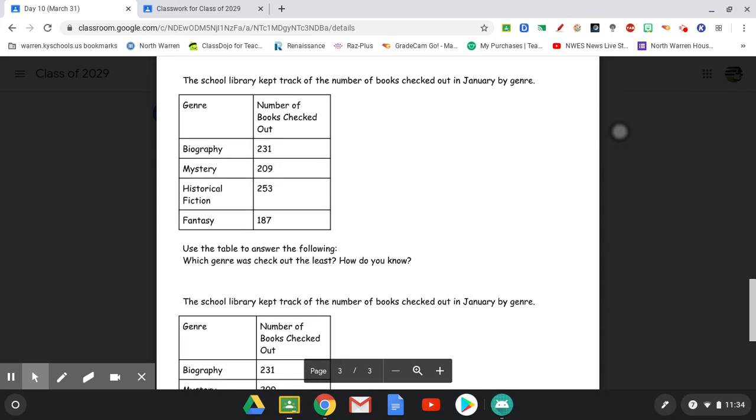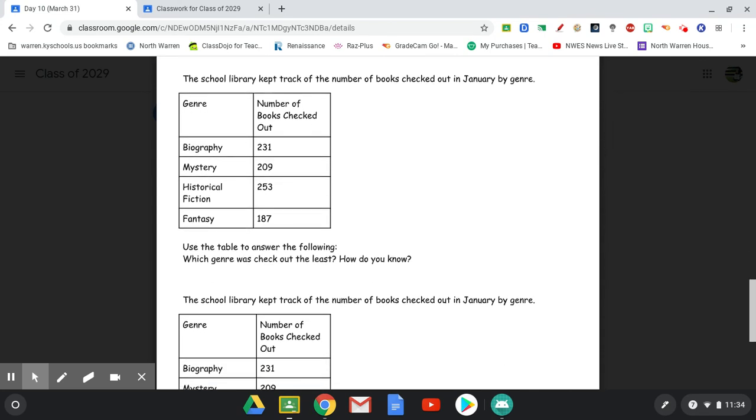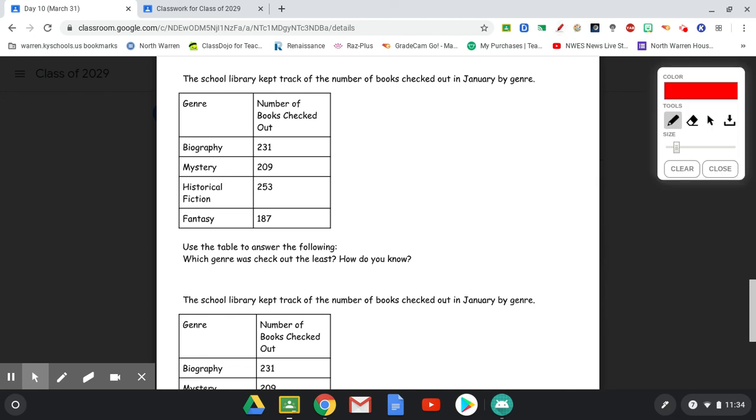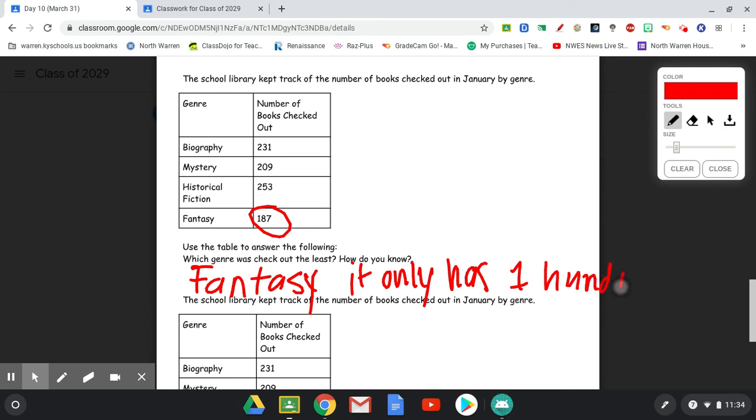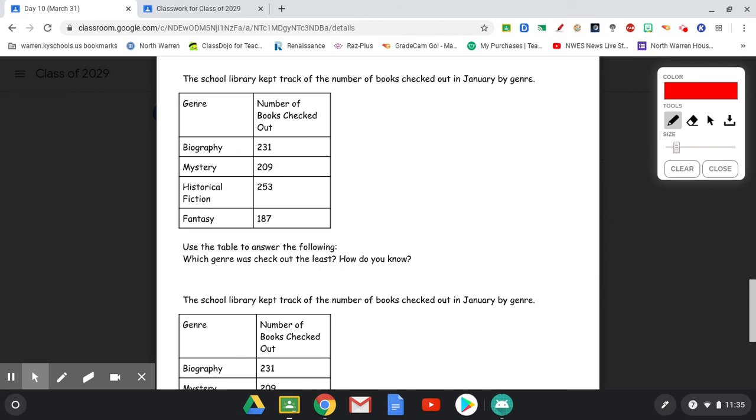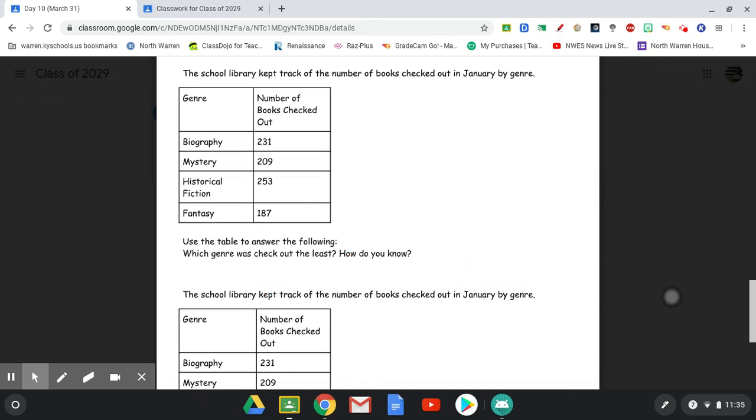Using the same data chart, which genre was checked out the least? How do you know? All right, so it looks like fantasy. So I'd write fantasy. How do you know? Because it only has 100 versus these other genres that have 200 or more. Okay, so I could do some equations like 187 is less than 231 or 209 or 253. I could use any of those equations.